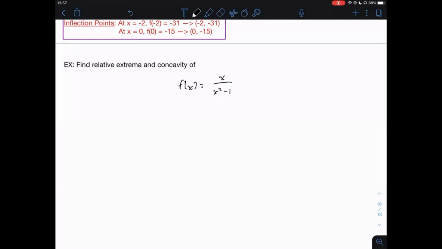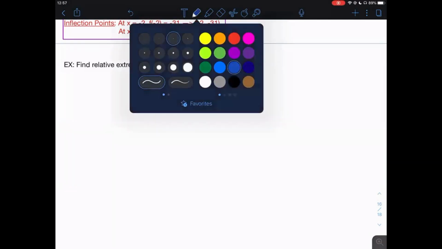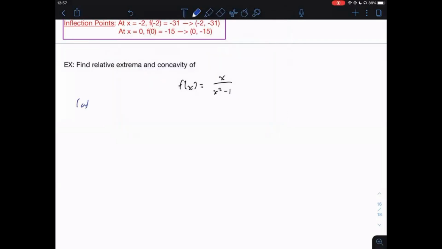All right. So let's start with part A here. Let's do the relative extrema. Let's not do the asymptotes for this one. Let's just go directly to the relative extrema. Okay. So again, to find the relative extrema, we have to find our first derivative f prime.